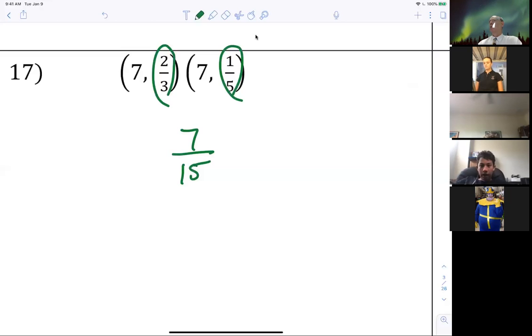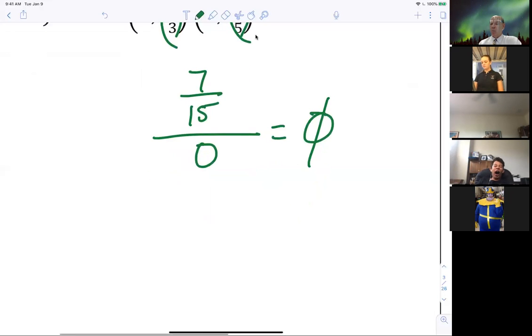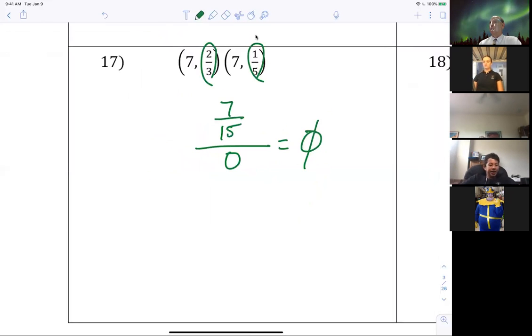All right, here we go. Wow, thank you. Over 0. So what was the rule when you divide by 0? It is undefined. That is correct. But more importantly, I want to review why it is undefined. Yes, it is actually a vertical line.